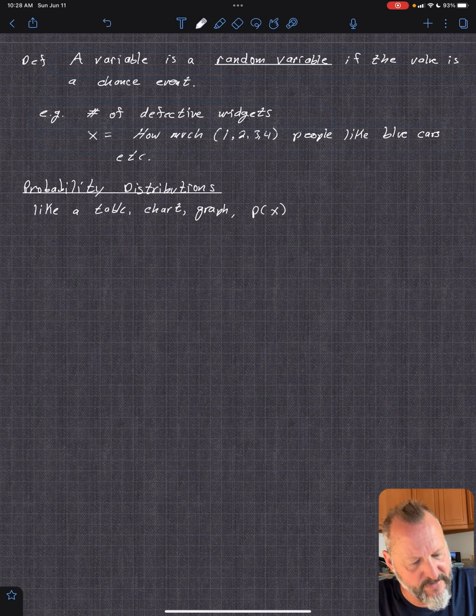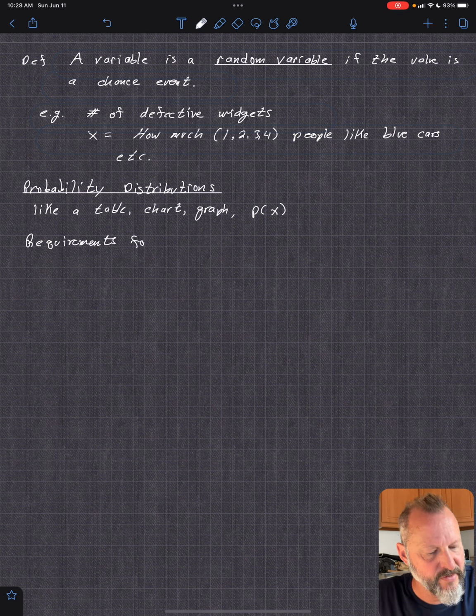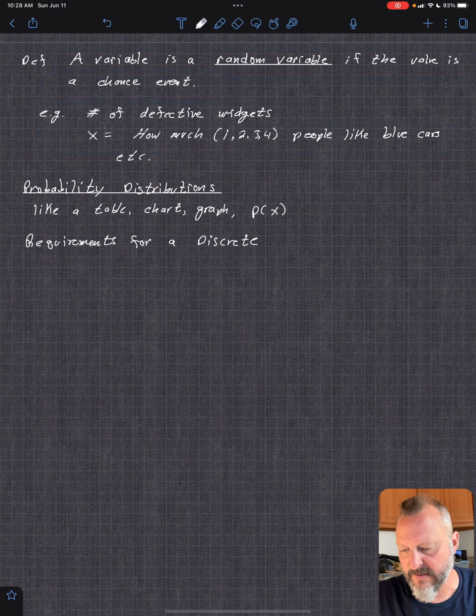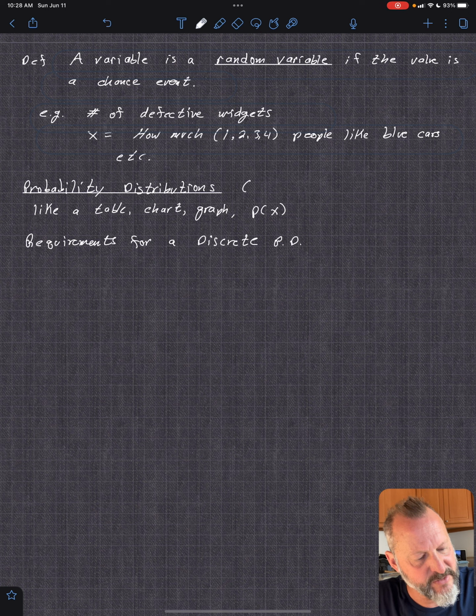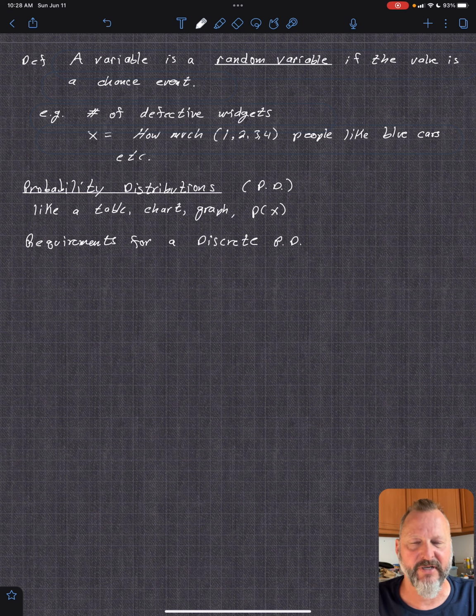Okay, so these are the requirements for a discrete probability distribution. Let's abbreviate that, PD, probability distribution. Otherwise, we'd be writing all day. And I'm not going to get too much into all kinds of examples. Certain things, you just look up if you're not sure.